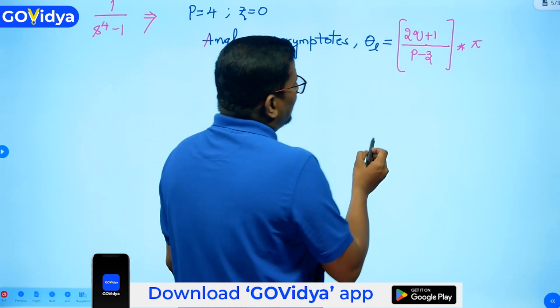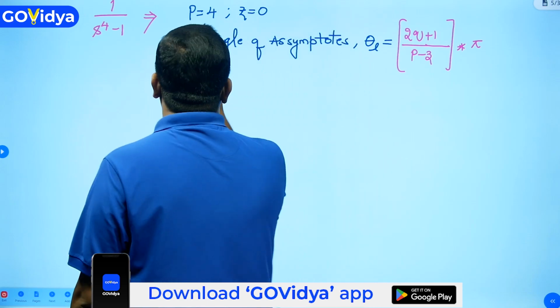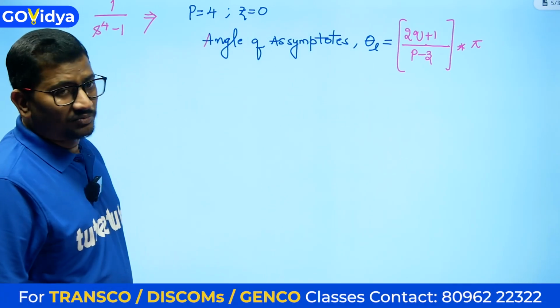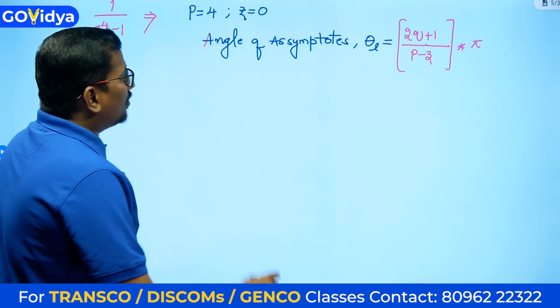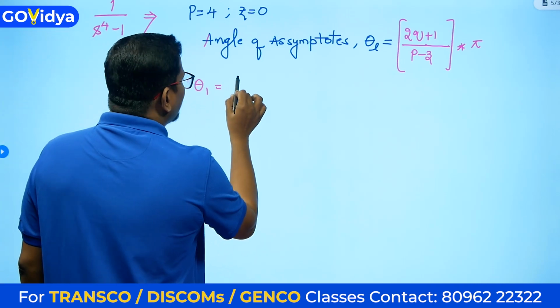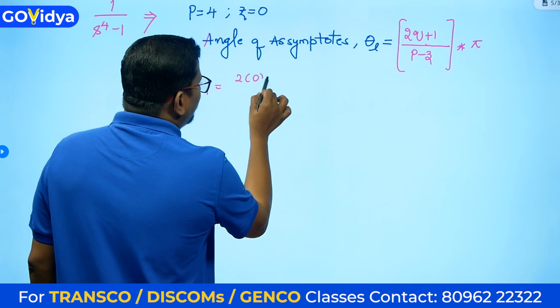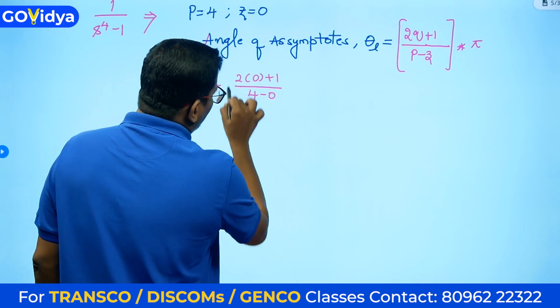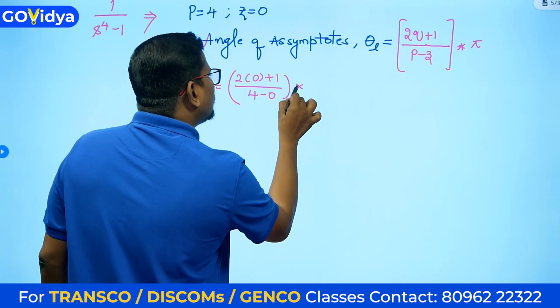So can you tell me how many asymptotes are there? 4 asymptotes, since p minus z is 4. Therefore 4 angles we will get. What is each angle? Theta 1 is equal to (2 into 0 plus 1) by (4 minus 0) into pi.